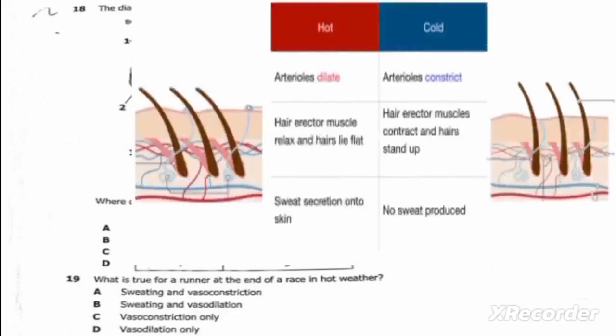Question 19, what is true for a runner at the end of the race in hot weather? A. Sweating and vasoconstriction. B. Sweating and vasodilation. C. Vasoconstriction only. D. Vasodilation only.